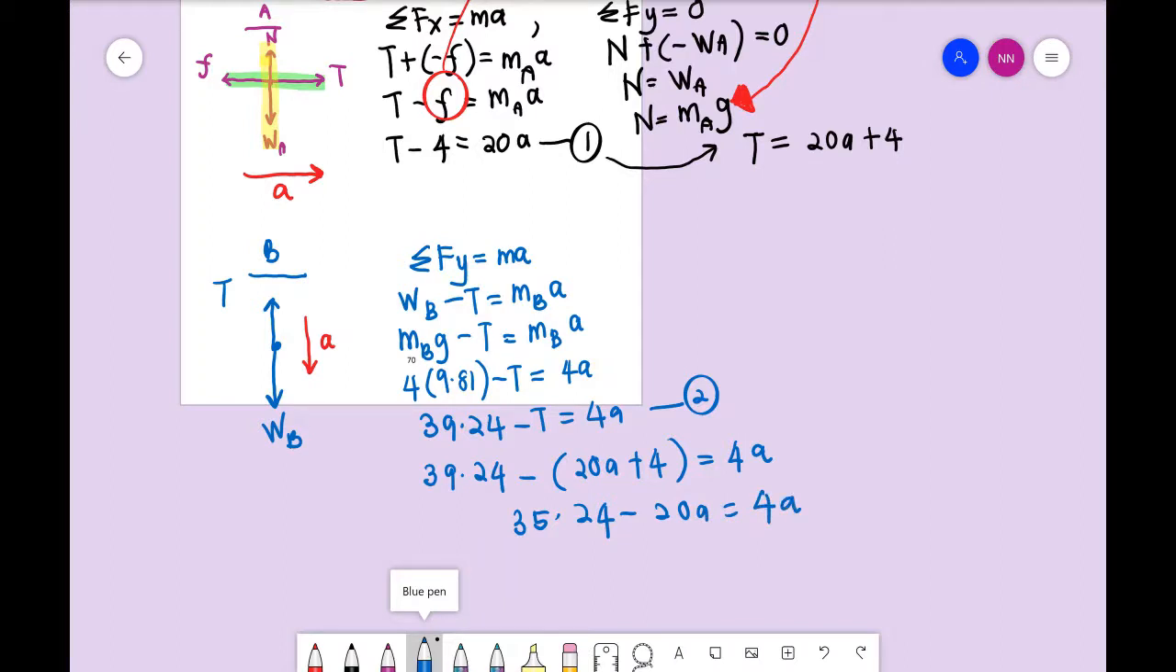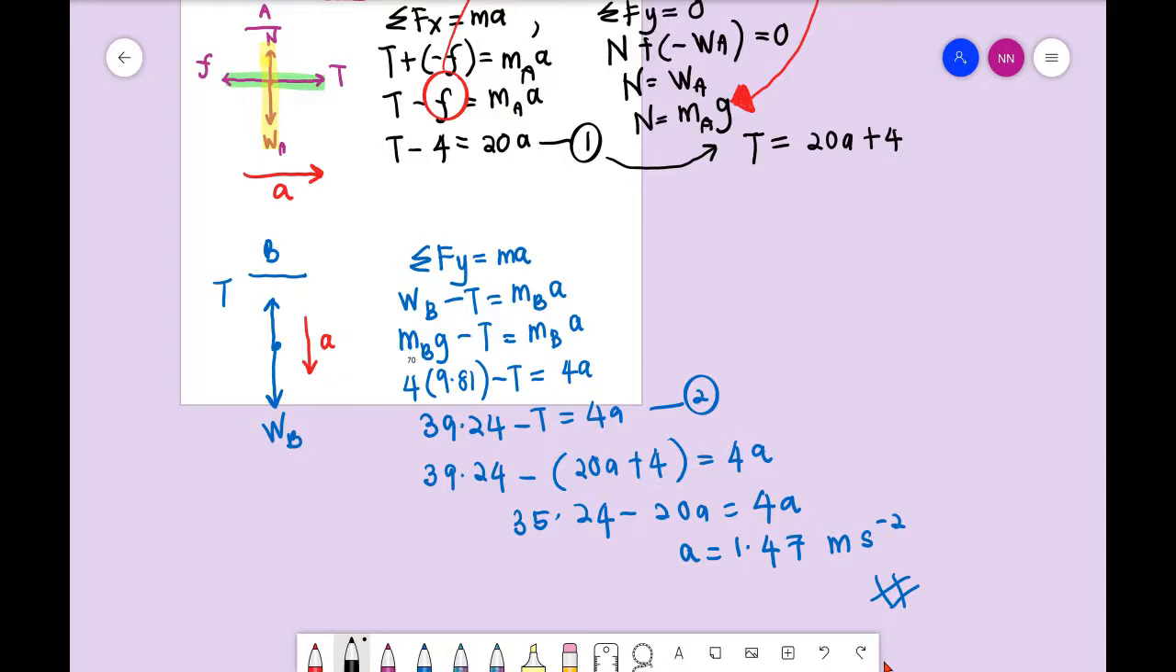So 35.24 over 24 equals 1.47. So A equals 1.47 and the unit for A is meters per second squared. So we have calculated the acceleration of object A and object B. They accelerate with the same acceleration because they are in the same system.